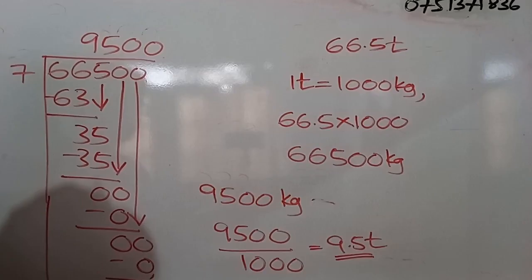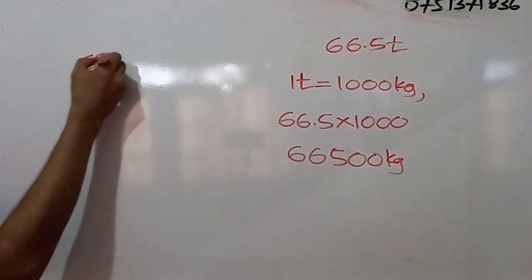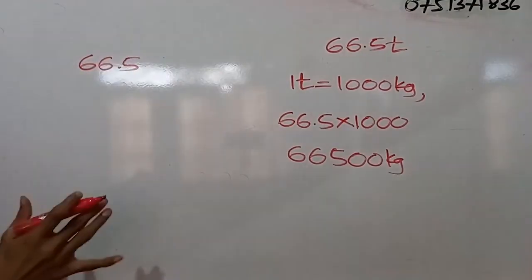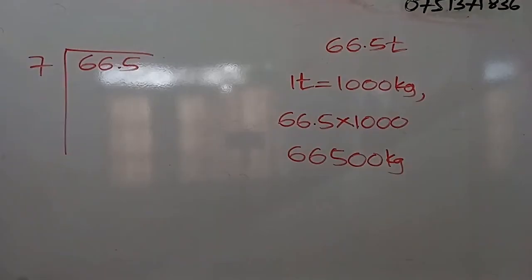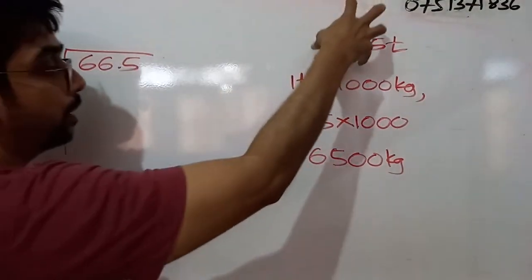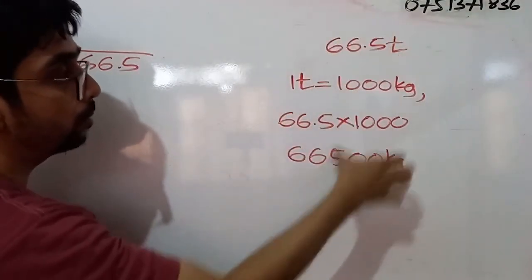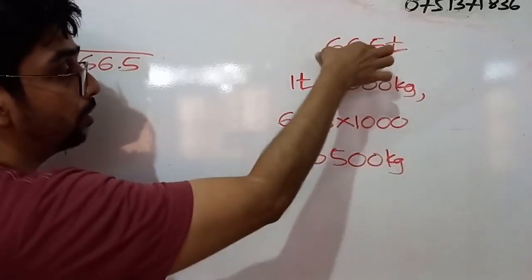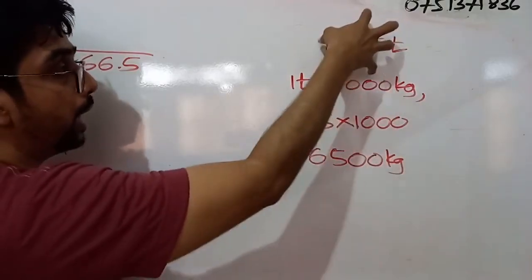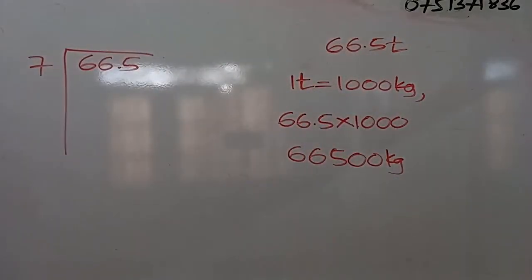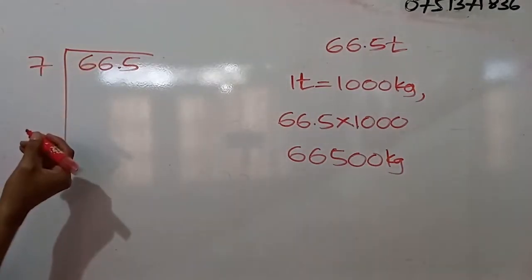9.5 tons. Okay, so there's another way of doing this. Take 66.5 in tons. Previously we converted this entire amount into kilograms. Now take the amount in tons, and we will divide it by 7. How many 7s are there in 66?